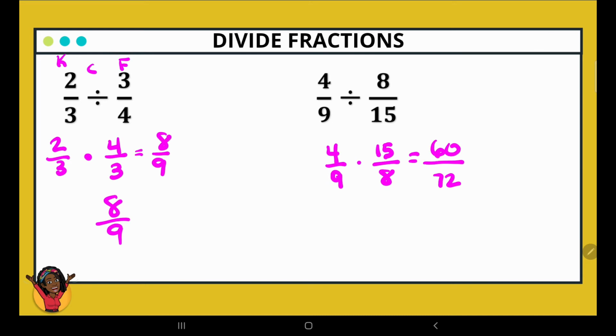But if you're unsure, you can list factors of 60 and 72 to see what the greatest common factor is. I happen to know that it's 12. So I'm going to divide my top and bottom by 12. 60 divided by 12 is 5. 72 divided by 12 is 6. So the simplified answer here is 5/6.